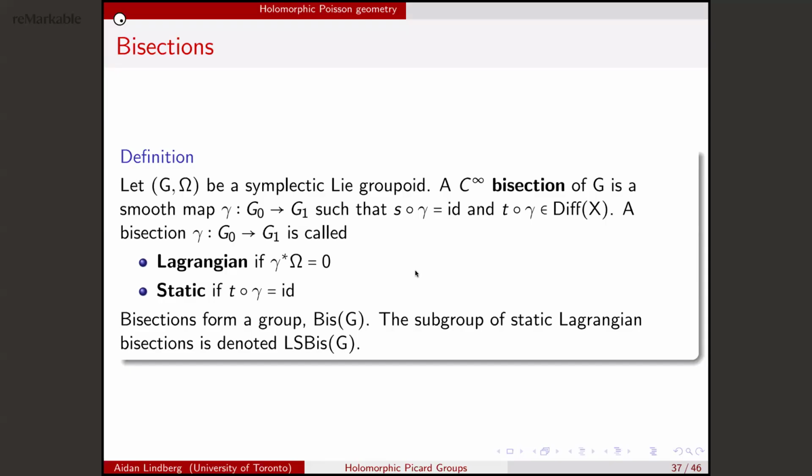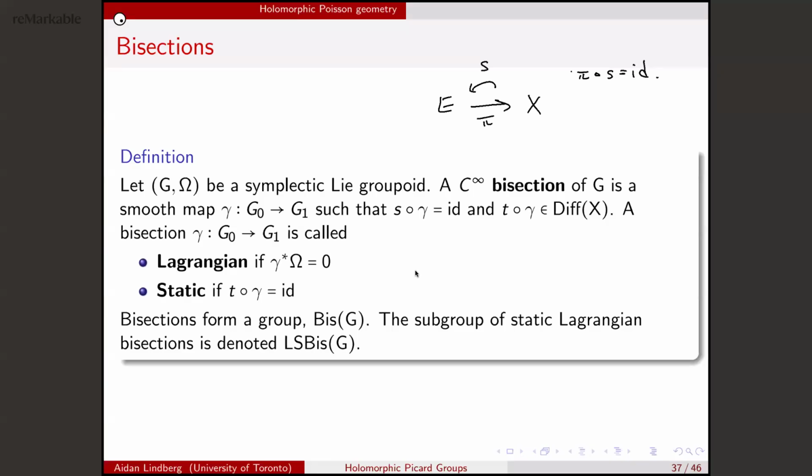So what we need is this notion of a bisection. So remember, if you have a vector bundle, like E to X, pi, a section of the vector bundle is just a map here which post-composes with pi to be the identity. Okay. So a bisection of a Lie groupoid now is going to be some map from the base into the arrows, which composes with the source map to be the identity, but it's too much to ask that it composes with the target map to be the identity. I'm just going to ask that this composition is some diffeomorphism of X. Okay.